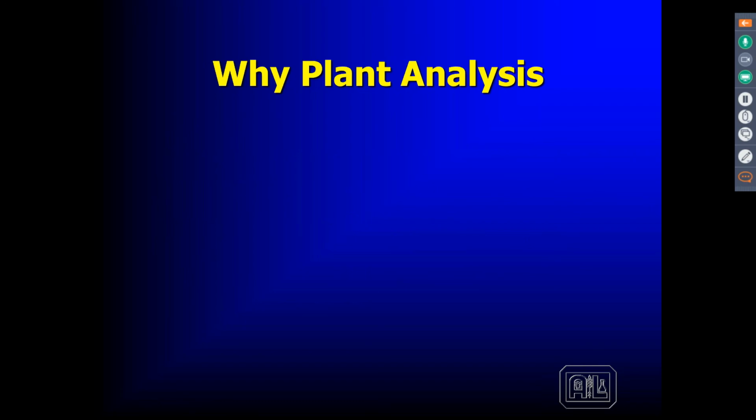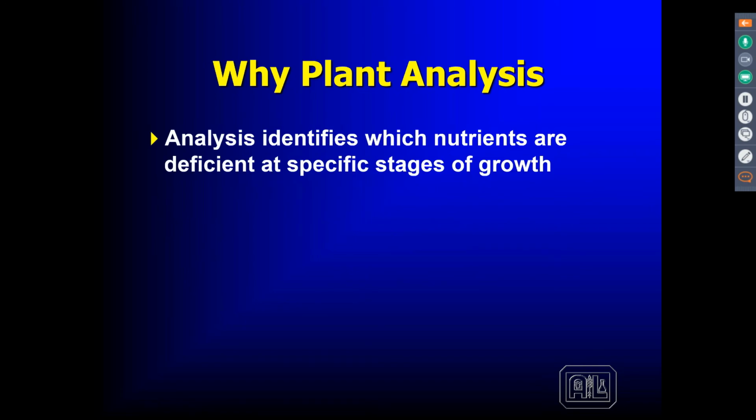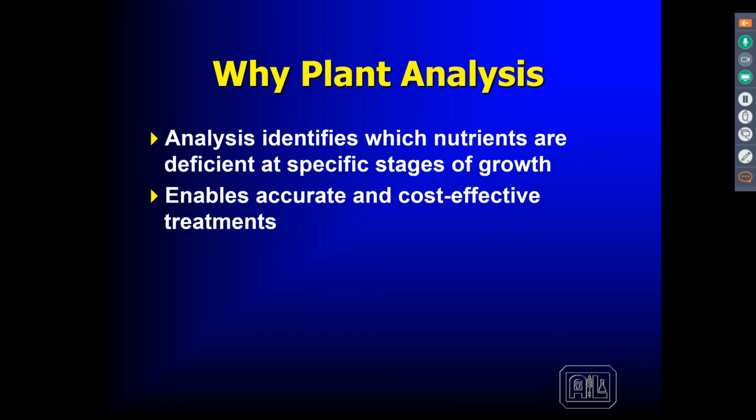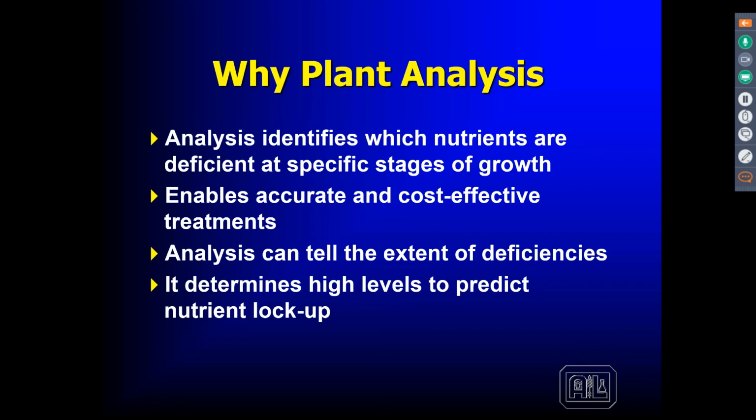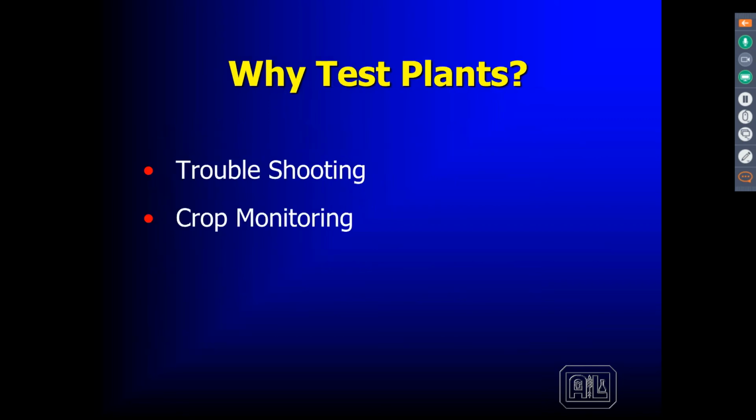So why do we use plant analysis? Well, we use it to identify which nutrients are deficient at specific stages of growth, and this is key and important to understand that stages of growth change and ranges change throughout the season. It allows us to do a more cost-effective determination of how we're going to treat the deficiency or how we're going to deal with the issues that exist in the field. Analysis tells us the extent of the deficiencies that may occur, or also tells us at what level the nutrient might be in concentration that might tie up something else, so we can address that as well. And again, it basically removes all the guesswork.